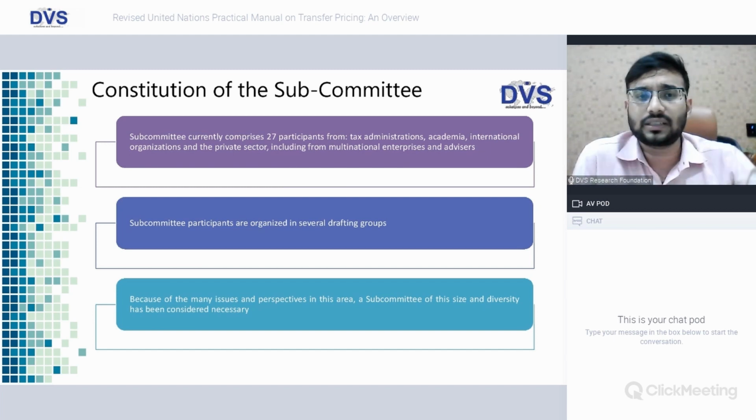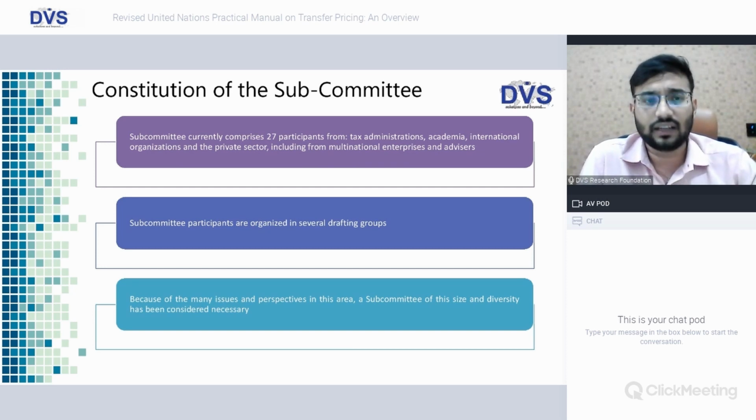We'll see. Firstly, the constitution of the subcommittee. The subcommittee currently comprises 27 participants from tax administrations. There are various people from administrations, academia, international organizations, and the private sector, including from MNCs and advisors. Subcommittee participants are organized in several drafting groups because of the many issue perspectives in this area. A subcommittee of this size and diversity has been considered necessary.